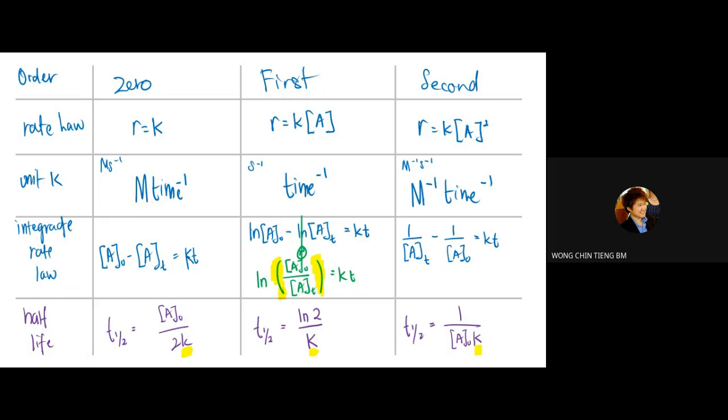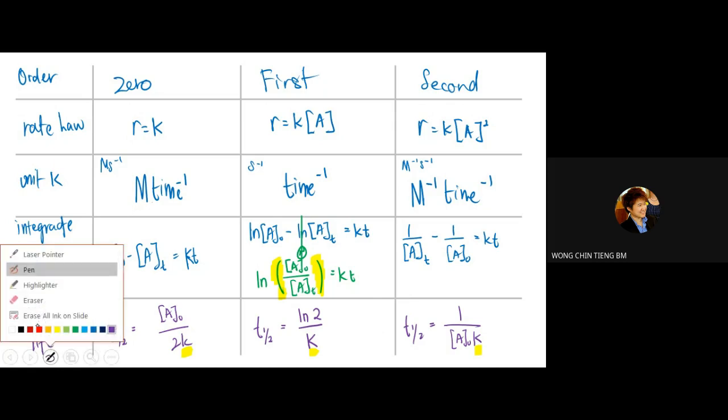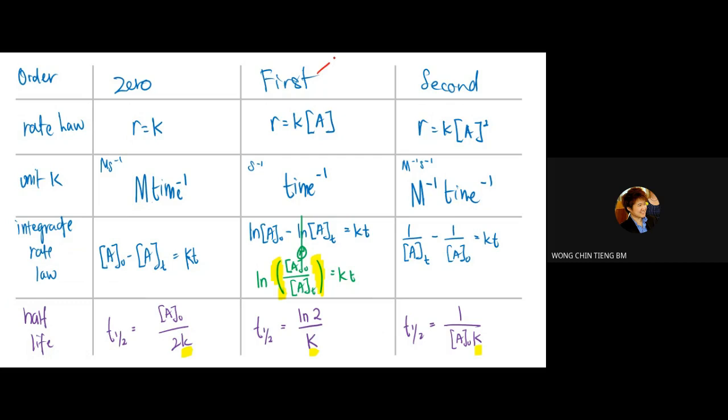But if it's here, what happens? If I have 1 minus 0.5, I get 0.5. But what happens if it's 10 minus 5? I don't get 0.5 anymore, right? See that? Same thing. That's why you must remember, first order is the only order of reaction that you can use percentage. First order is the only order of reaction that you can use percentage to solve your question.